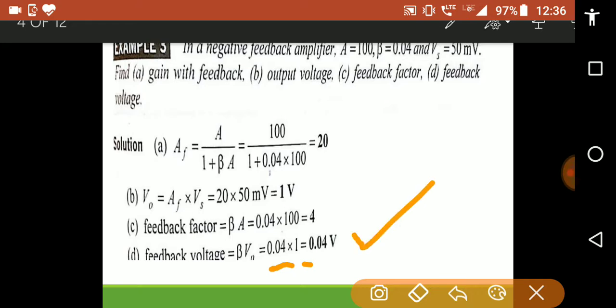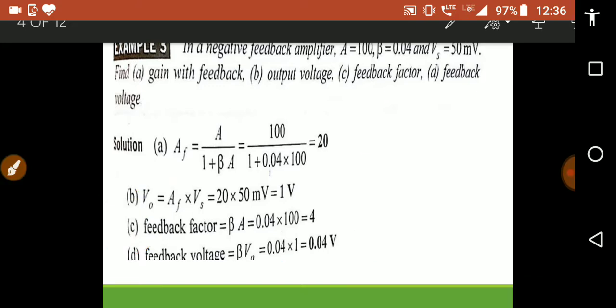So these are the 4 parameters. One is gain with feedback AF, second is output voltage V naught, third is feedback factor beta A, and fourth is feedback voltage beta V naught. So this question is solved, and next we have to see the next question.